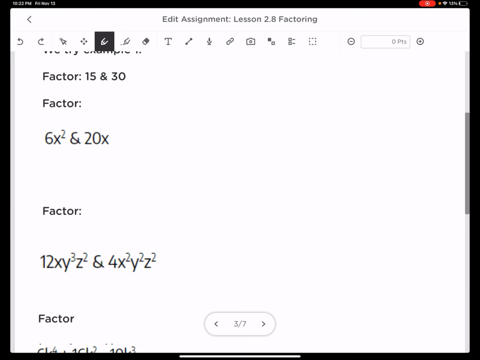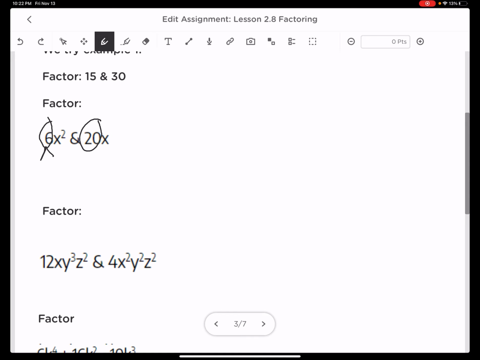All right, now that we factor values, now we're going to factor expressions. So we're always going to start by factoring the numbers. When we look here, we look at 6 and 20. What we're going to do is list out all the factors of 6 and 20, and see if there are any factors that we can pull out.